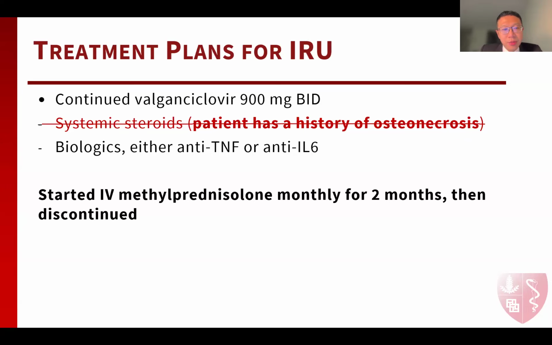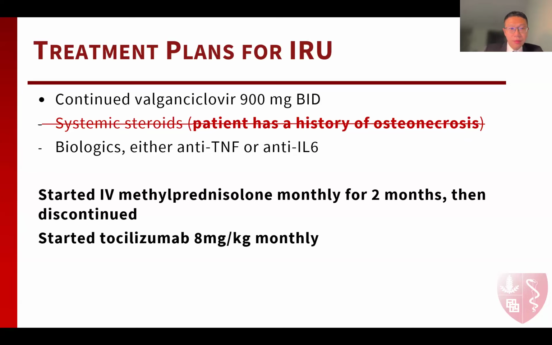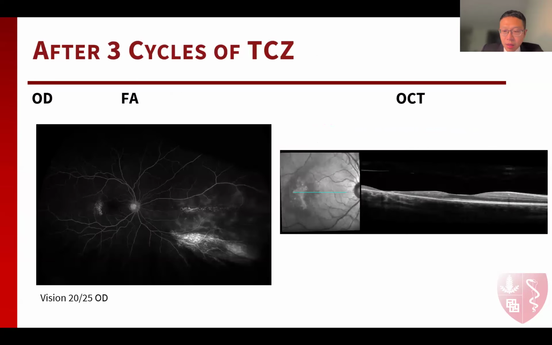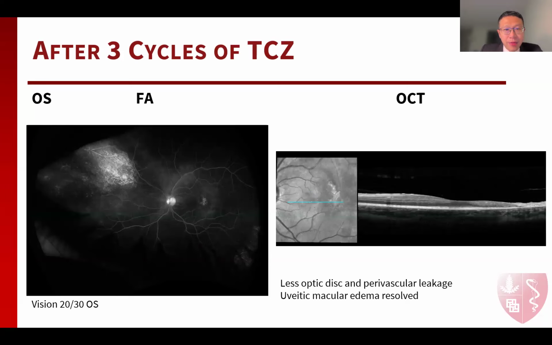Then we started the patient on IV methylprednisolone for 2 months, then discontinued with an oral taper. And then we started the patient on tocilizumab 8 milligrams per kg monthly. As we can see, after 3 cycles of tocilizumab, there is a marked decrease of the leakage in the periphery, and there is absence of subretinal fluid in the right eye. And the left eye also shows improvement of leakage.